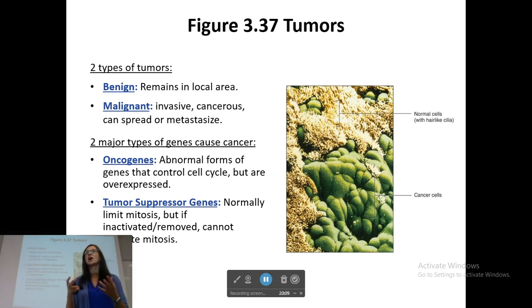So it loses contact inhibition, and it starts to divide and divide and divide, and then it metastasizes. So one cell breaks off from that tumor and travels through the lymph and through the cardiovascular system to another area of the body and lodges there and then begins to grow. Many times it can go to the brain and start a brain tumor. So it goes there, it begins to start a new tumor in that location.